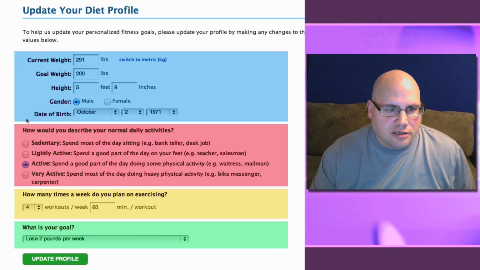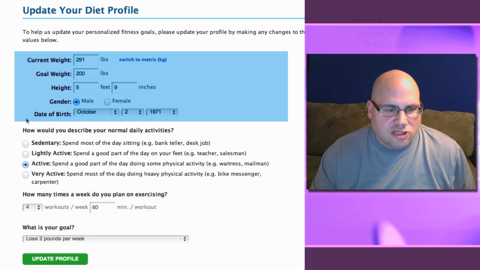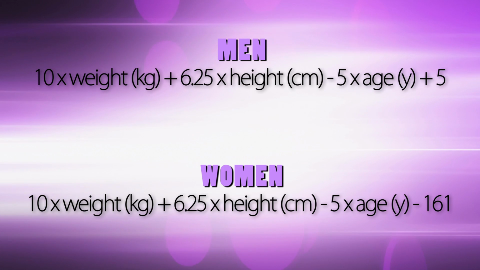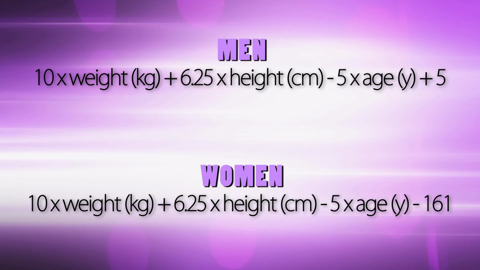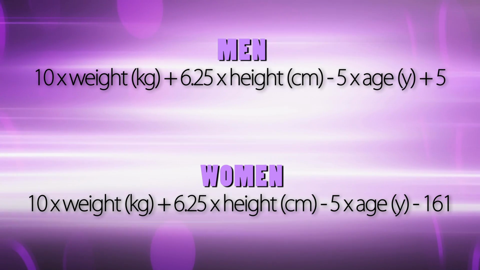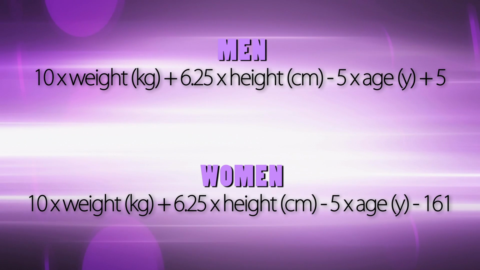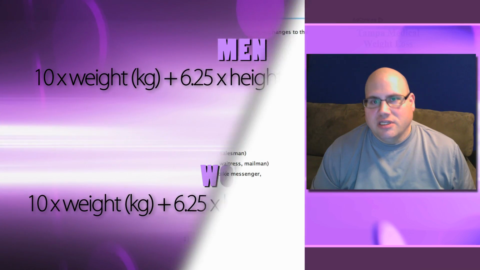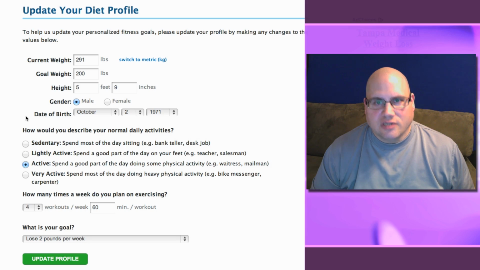This area here, current weight, height, gender, date of birth, that's the formula. That's what it uses to generate your basal metabolic rate. What is your basal metabolic rate? Well, your basal metabolic rate is basically, if you were in a coma, that's how many calories you would need to sustain your life, your organs, and all that.